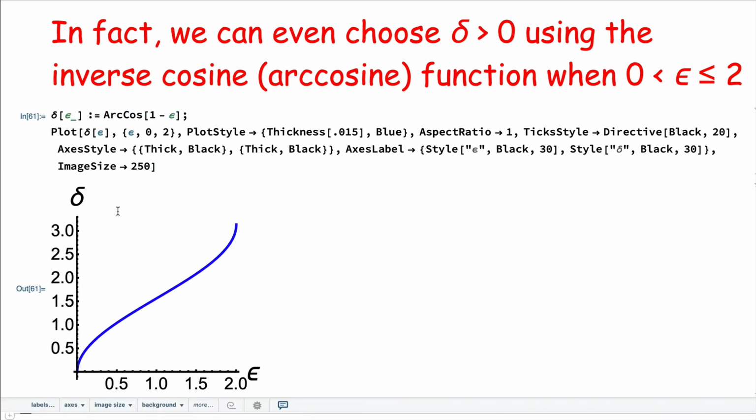If we plot this function, we see that delta increases pretty rapidly as epsilon increases away from 0. That's because the graph of the cosine function at x equals 0 has a horizontal tangent. The practical consequence of this is that when epsilon is really, really small, we can actually get away with a relatively large delta and the proof will still work.